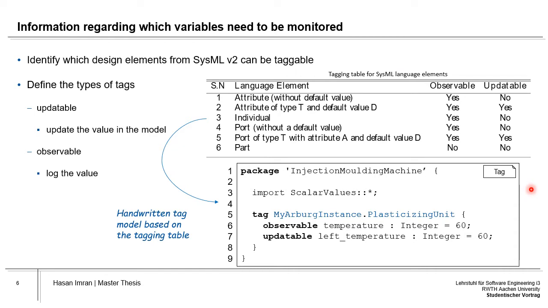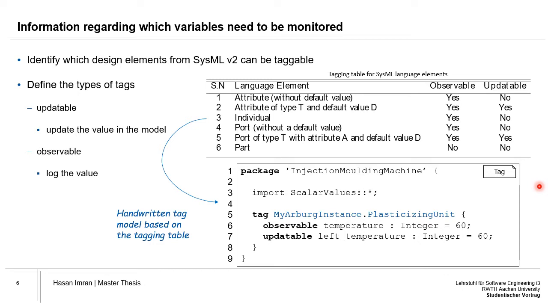Then we also have to have information regarding which variables need to be monitored. So for that, we have developed a tagging table for the SysML language. The tagging table basically represents the language elements of the SysML language, so we can easily see which elements we can observe or update. So what do the tags mean?